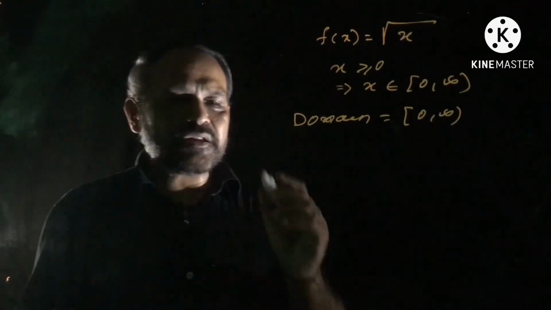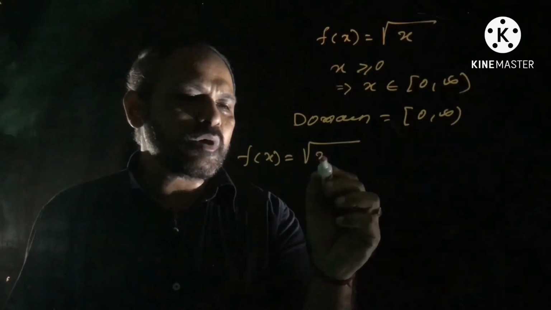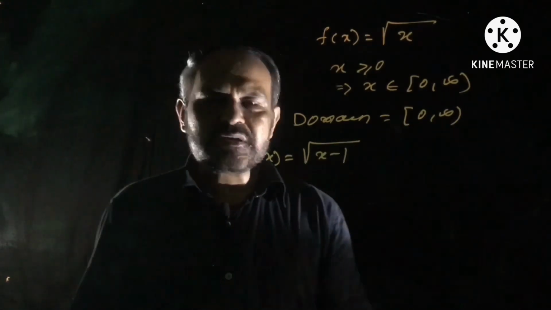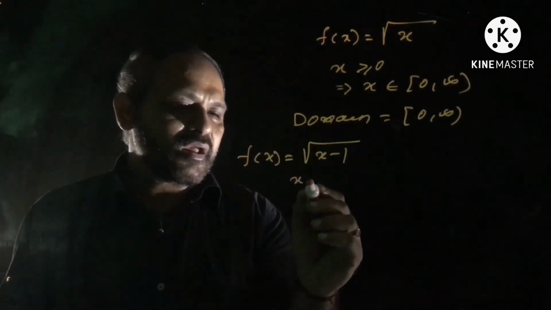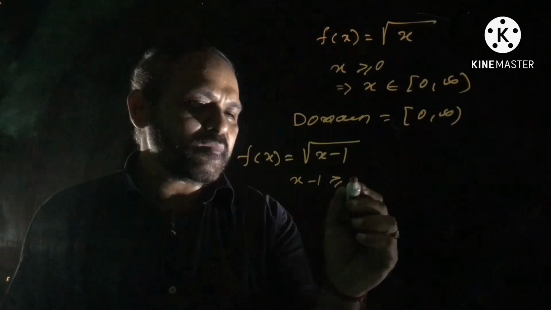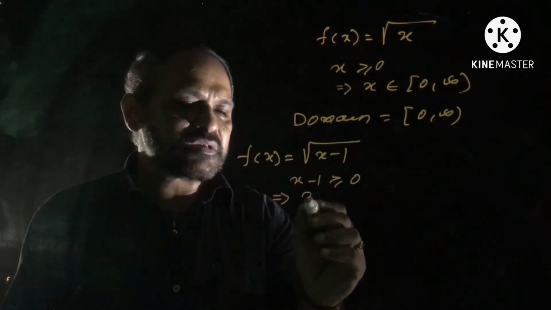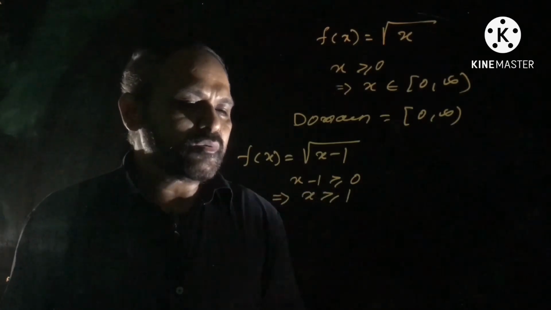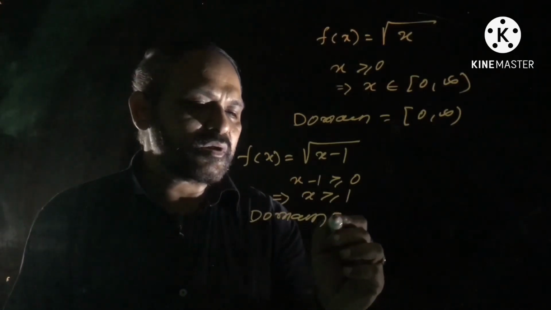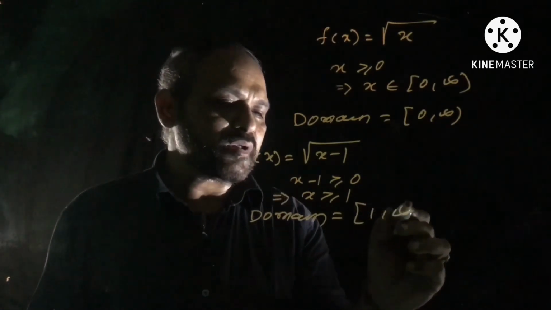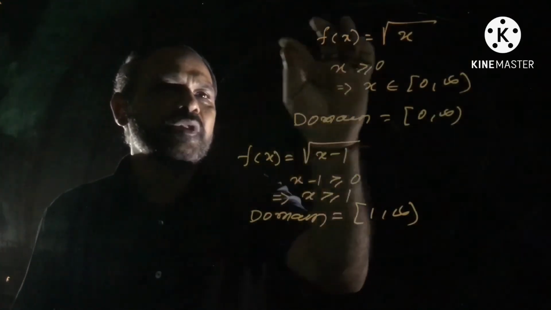If we consider another example, f(x) equal to root over (x minus 1). Similarly, for it to be defined, we have to check that x minus 1 is positive, meaning x minus 1 is greater than or equal to 0. This implies x is greater than or equal to 1. So the domain of this function is 1 to infinity. Now we are going to solve an important problem.